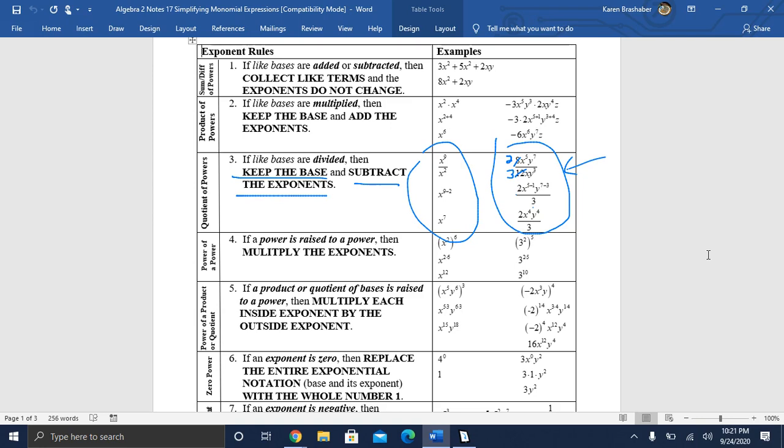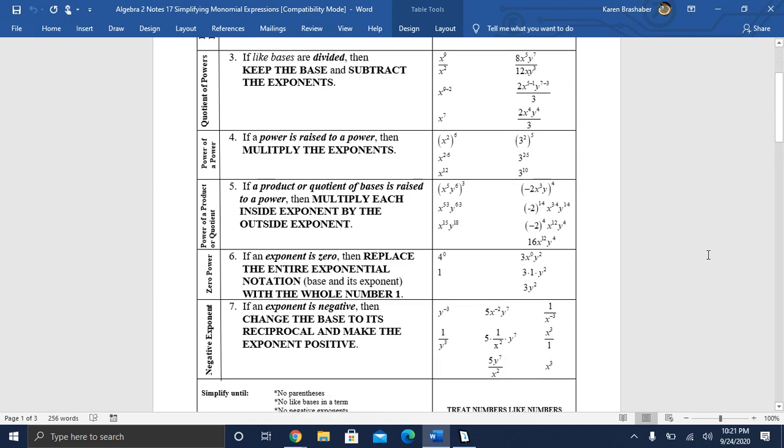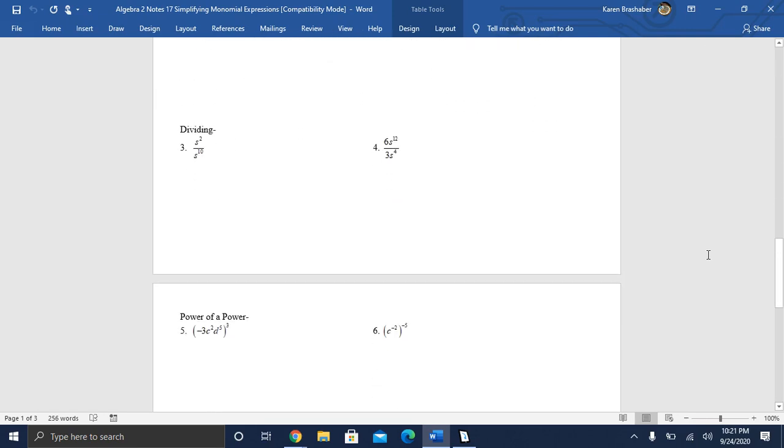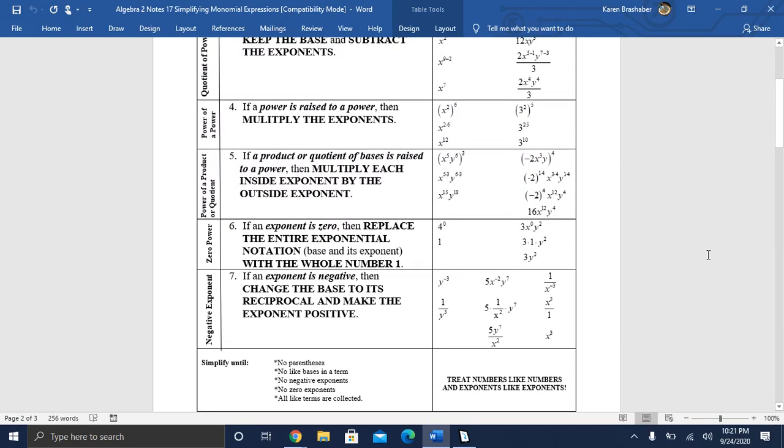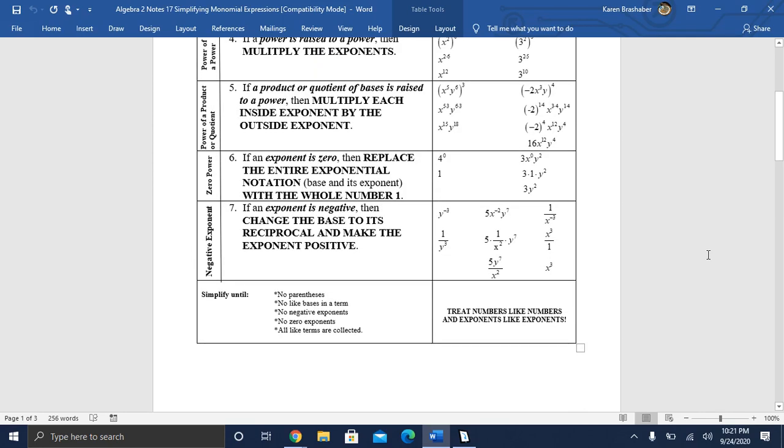So I'm going to move back to the examples from your notes about dividing. When we divide, we're going to subtract the exponents. Now, actually, this first example brings up something else that does happen. You could run into negative exponents, which is what rule number 7 is about. And if you have a negative exponent, then the base will be changed to its reciprocal, and it will make the exponent positive.